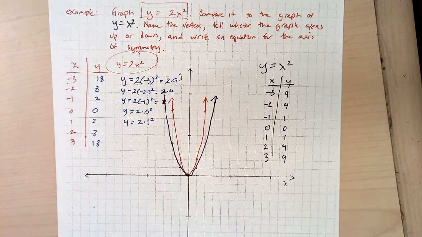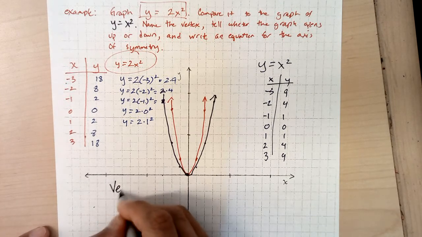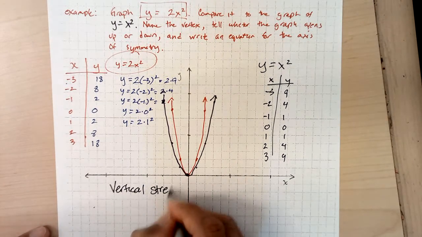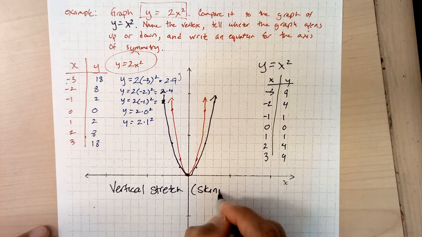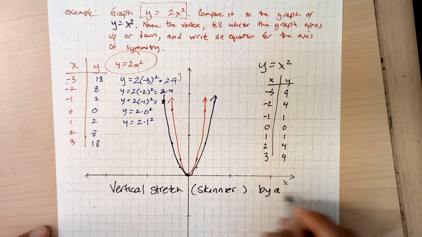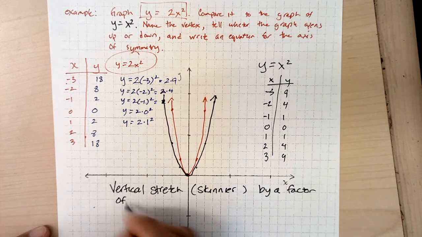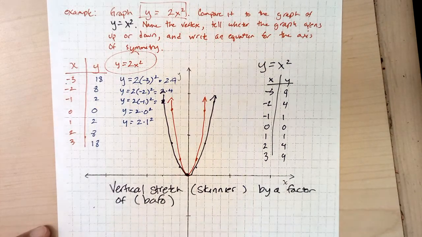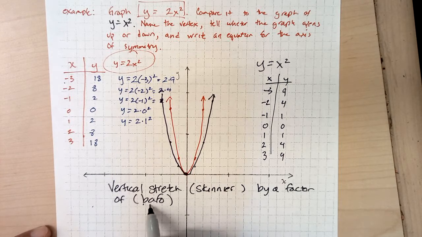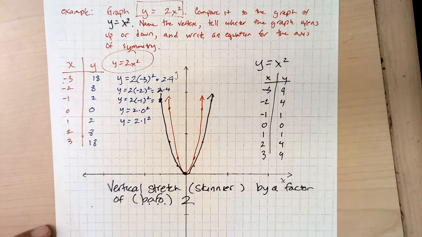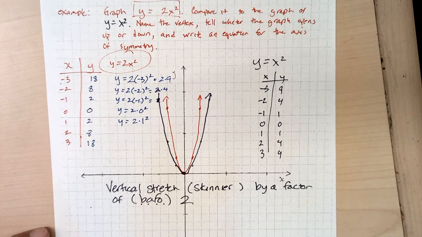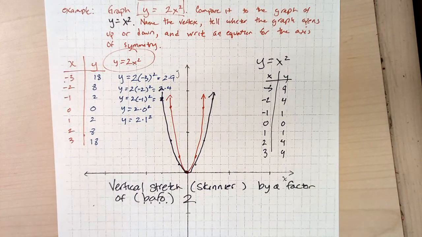And to compare it, for y equals 2x squared, what actually happens is the graph gets skinnier. That's what's known as a vertical stretch. The graph is, again, skinnier, specifically by a factor of, or sometimes I'll just abbreviate that, BAFO, by a factor of, in this case, 2, because a is 2. So the graph gets skinnier, and then specifically it's skinnier by a factor of 2. That's comparing it to the graph of y equals x squared.